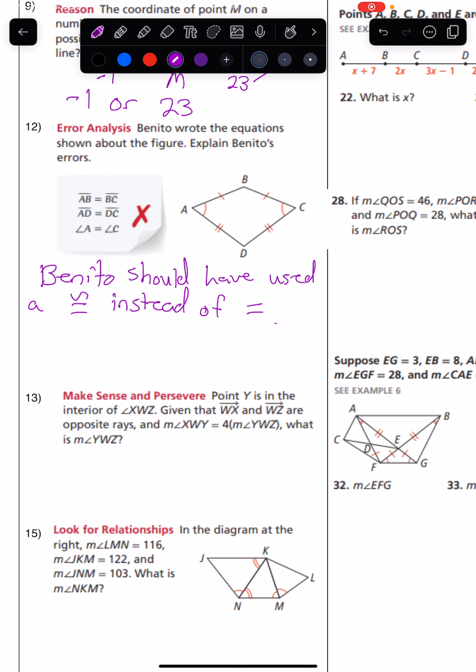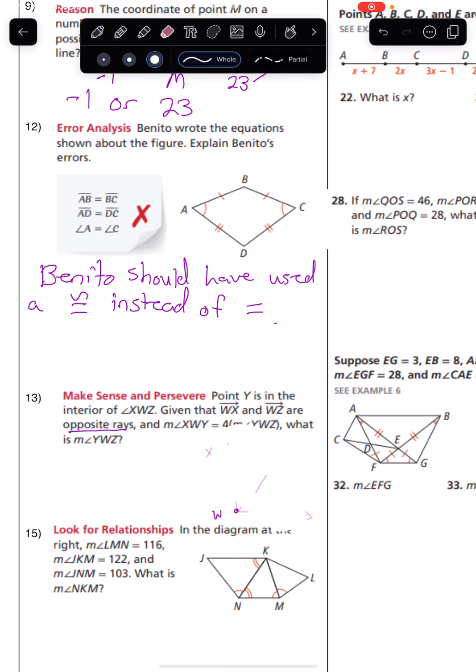Let's draw that out. So we've got angle XWZ, and I'm not very good at drawing on this yet. So here is XW, because that's going to be in the middle, Z, and point Y is in the interior. So here's another ray coming out, and that's going to give us point Y. Given that ray WX and ray WZ are opposite rays, whoops, I've drawn my picture incorrectly.